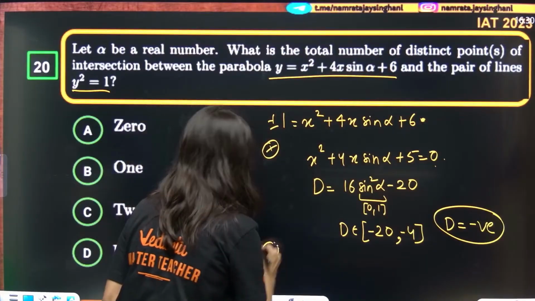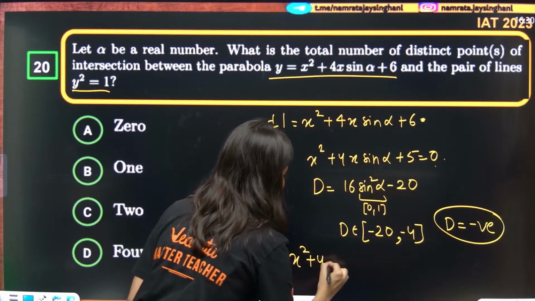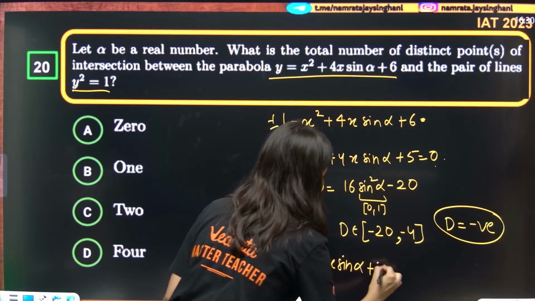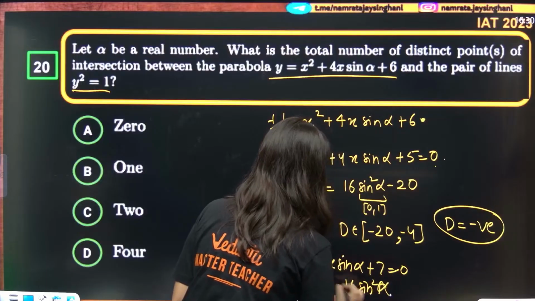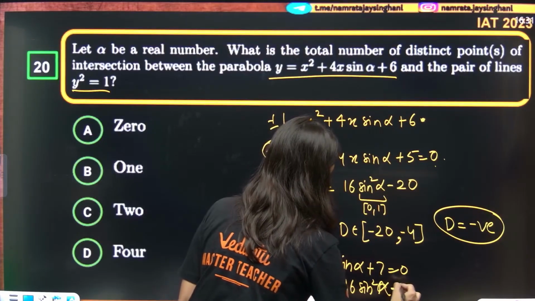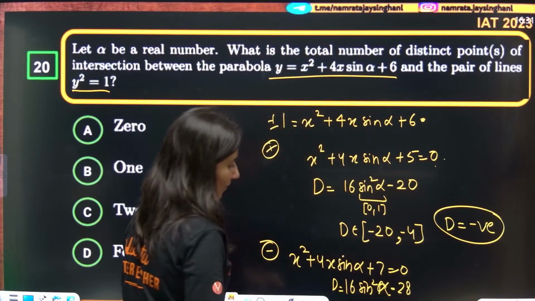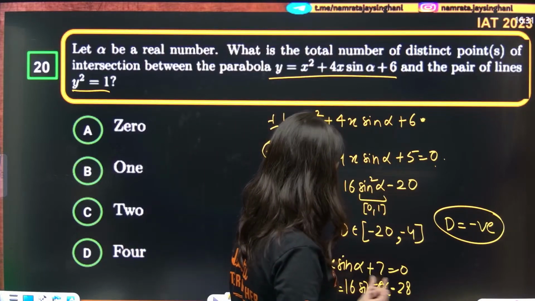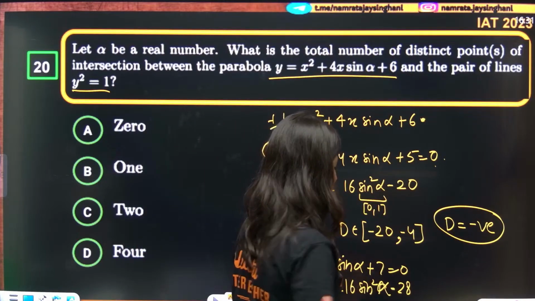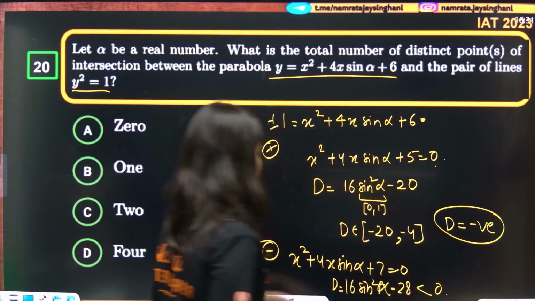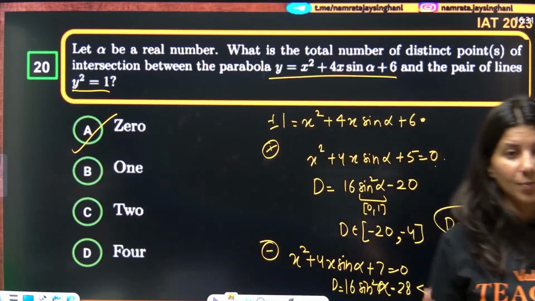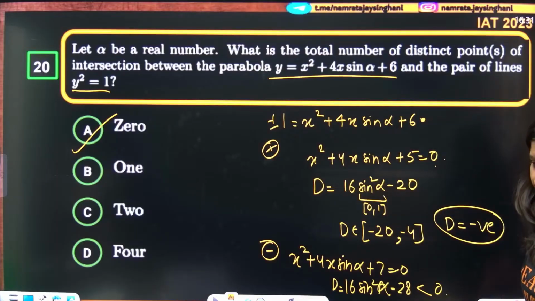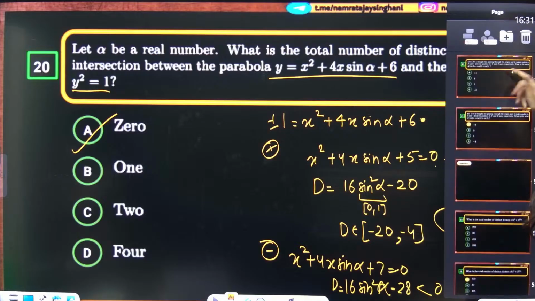And even if you take the negative sign, x square plus 4x sine alpha plus 7 equals 0. So again, I am calculating the discriminant: 16 sine square alpha minus 4 times 7, which is 28. Now can you see that again, this is 0 minus 28 and 16 minus 28. So this is always negative. If the discriminant is negative, that means there are no real solutions. No real point of intersection will be there. Okay. So that is why option A is absolutely correct.